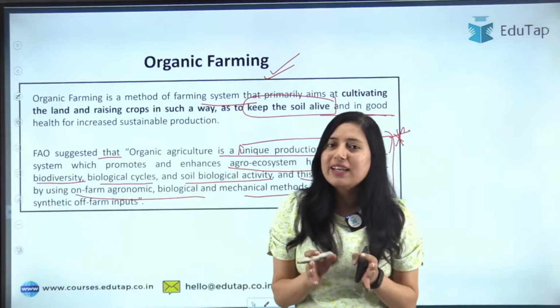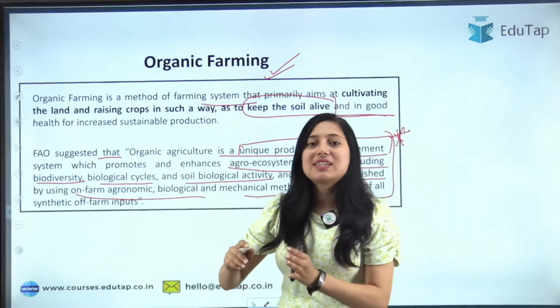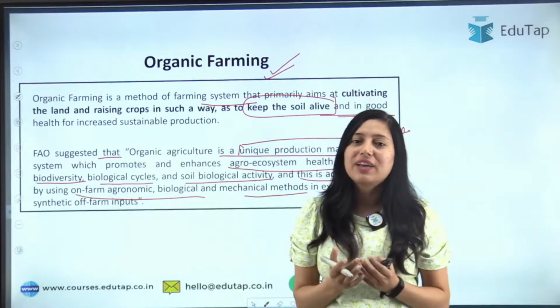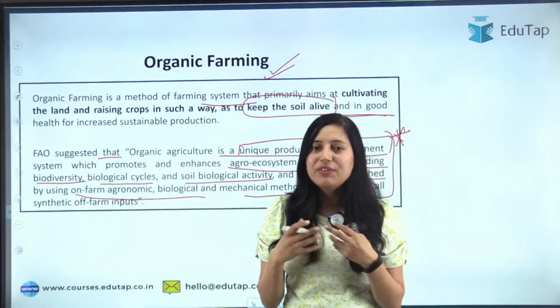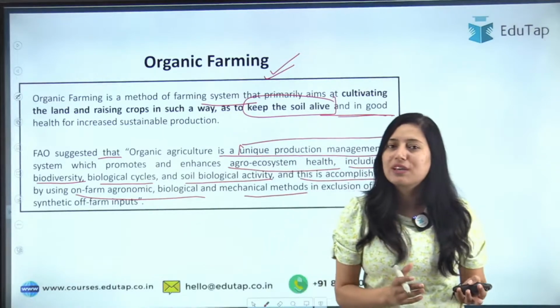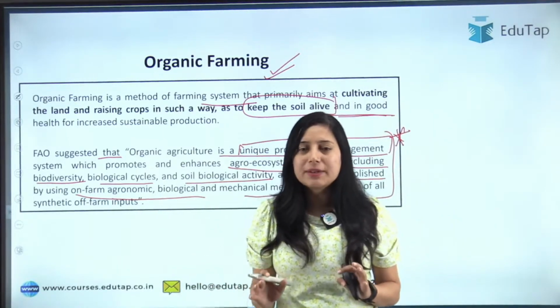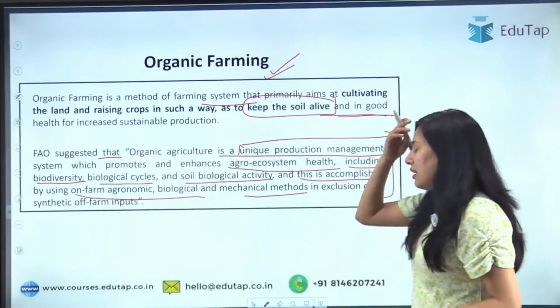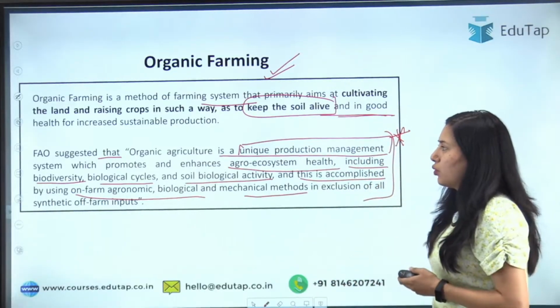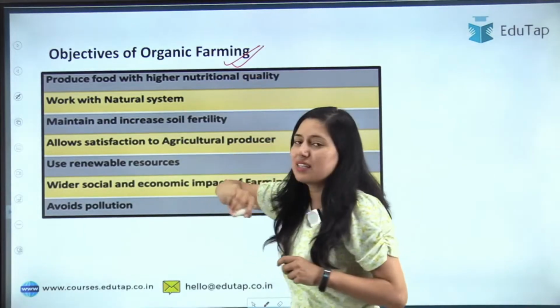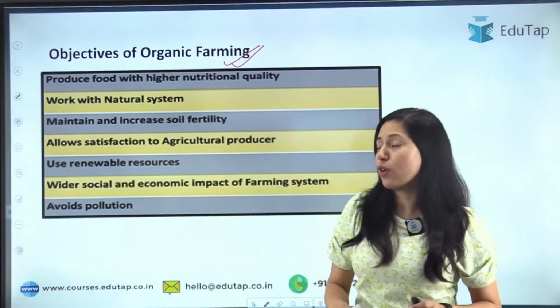So in organic farming, these pesticides, these insecticides are not used. So the food, the produce that we are getting is safe, and we can consume it without any residual effect, as well as there is no harm to the environment or soil. Clear? So that is why organic farming is being promoted. Now let us discuss the objectives of organic farming.